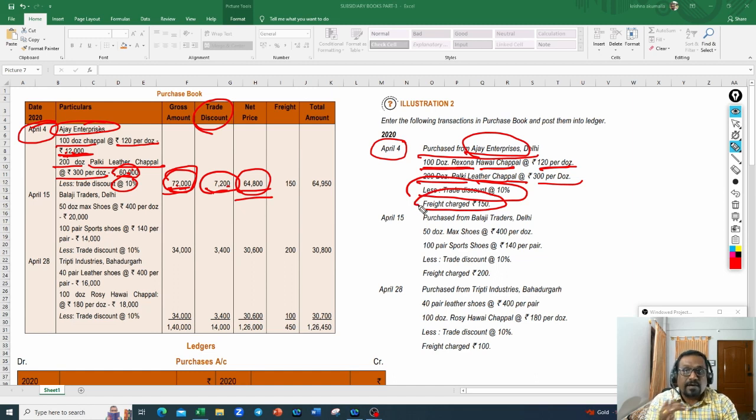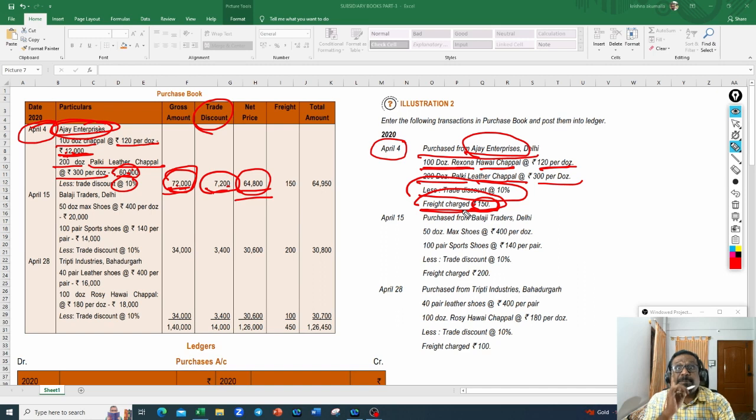Not paid. Freight charges is supposed to be paid, 150 rupees. He charged. He, in the sense, Ajay Enterprises charged 150 freight charges. If it is paid, it will go to cash book. This 150 is paid, then it will go to cash book. This is payable. How do I know? Freight charged. He said freight charged. He didn't say freight paid. Freight paid, if it is mentioned here, that would have gone to cash book. Guys, be very careful here.